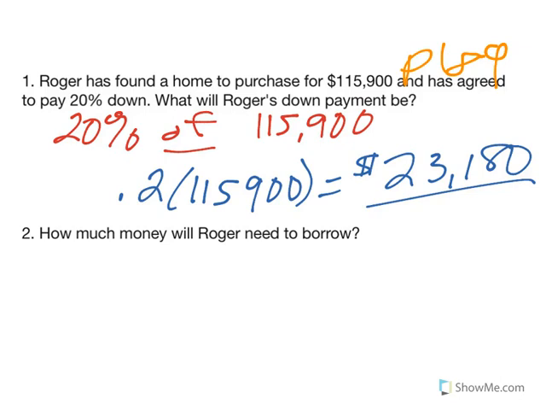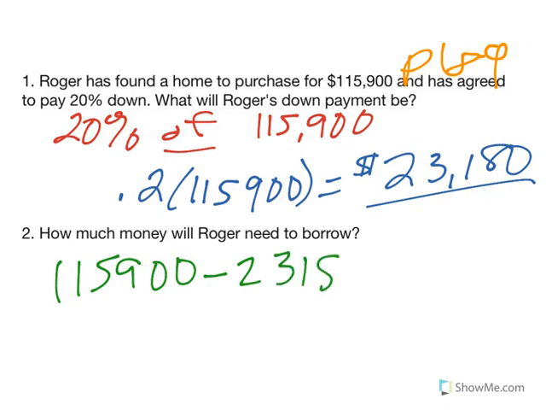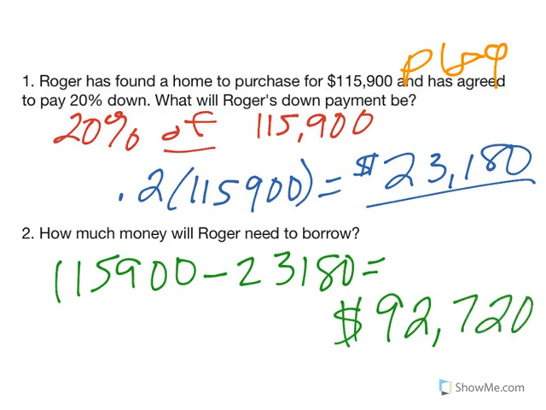So to find how much Roger needs to borrow, we take the cost of the house, take away the down payment, because that's how much Roger has already paid, and we found out that Roger needs to borrow $92,720 from the bank. So this would be the mortgage amount. Okay, and if you look at the bottom of page 189, it says Roger found a lender that is going to charge 3.75% over the next 20 years.